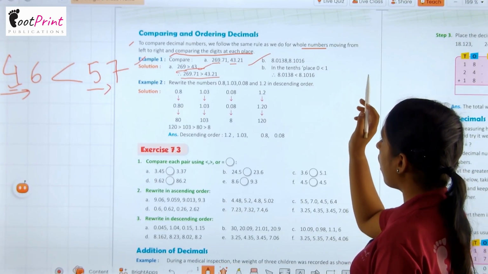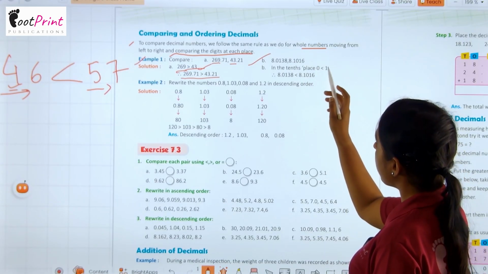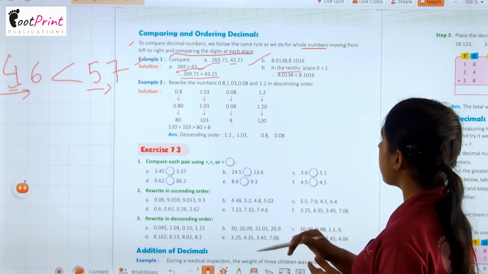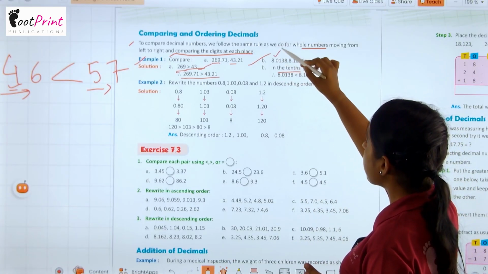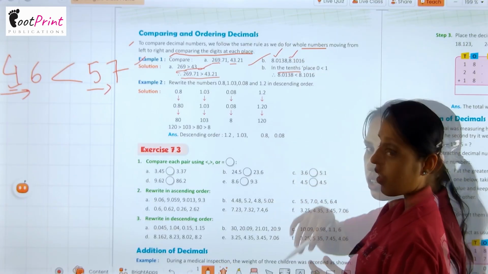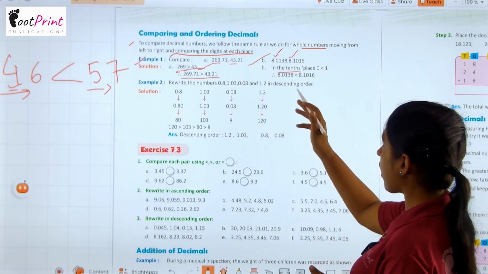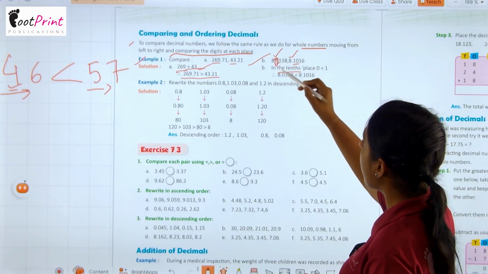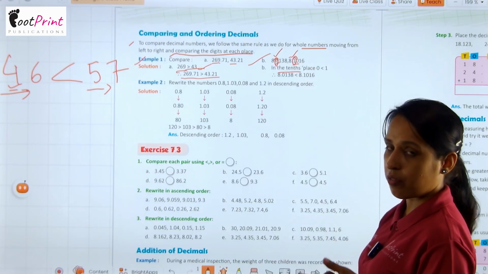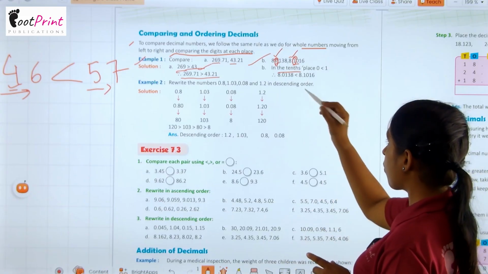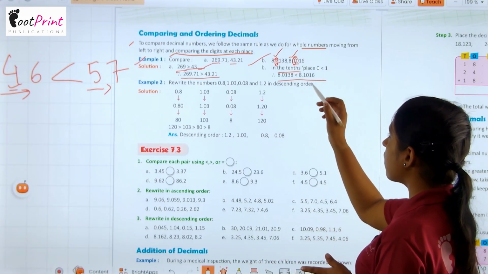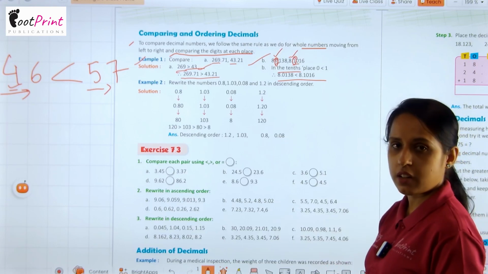Okay, now the second option: 8.0138 and 8.1016. Now we have to compare it. First we check the whole number, which is the same. So now we will move to the right, that is the 10th place. On the 10th place here we have 0 and in this we have 1, and 1 is greater than 0. So here we can write 8.0138 is less than 8.1016. Okay.